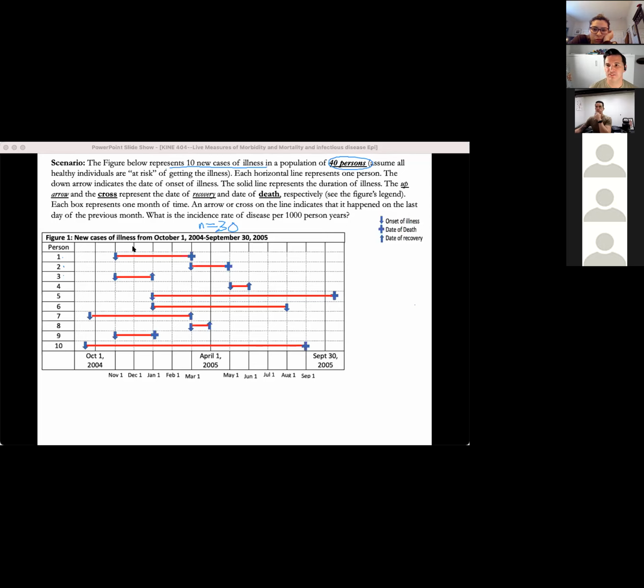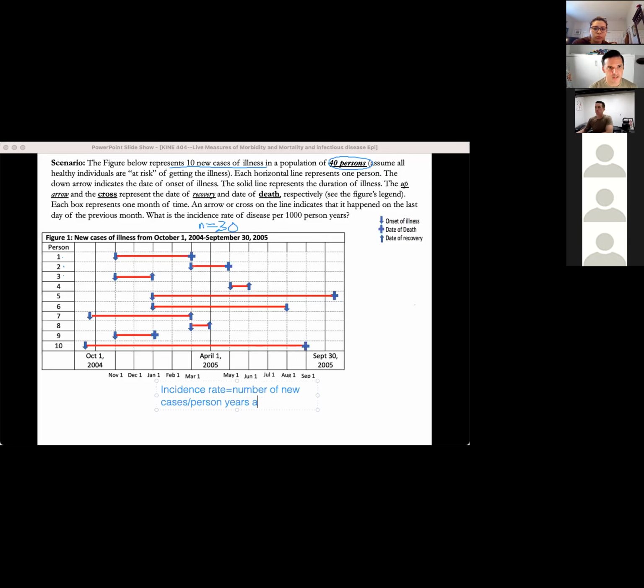So if you remember, my incidence rate, you can see me typing, right? Equals number of new cases over person years at risk. And we want to calculate that from October 1st, 2004 to September 30th, 2005. And so what is the incidence rate during that 1 year period?